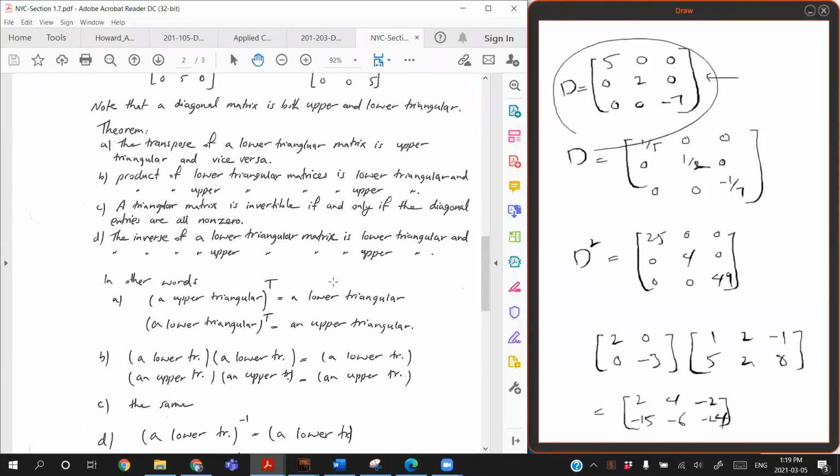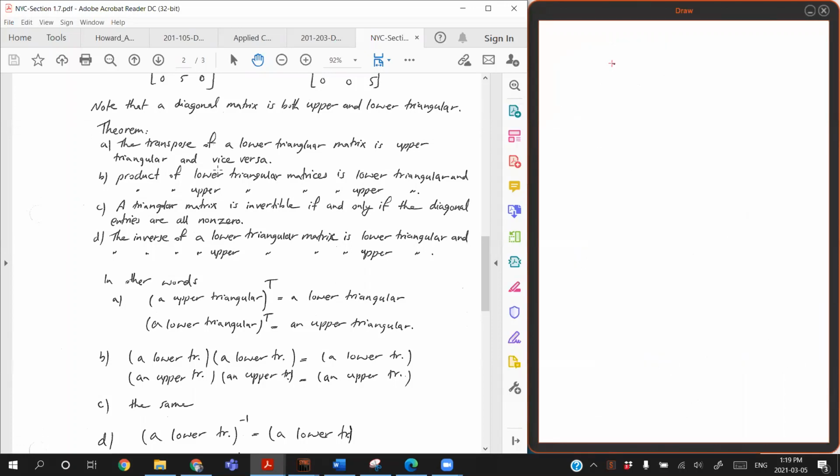Next, we have this theorem about triangular matrices. Part A of the theorem says the transpose of a lower triangular matrix is an upper triangular matrix and vice versa. It's very easy to check. Imagine you have this matrix, A11, 0, 0, A21, A22, 0, A31, A32, and A33, which is a lower triangular matrix. I'm going to call that L.